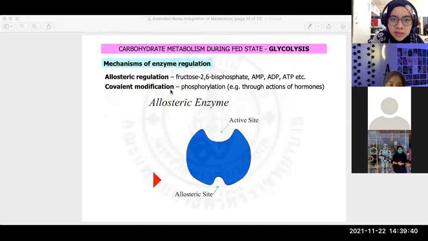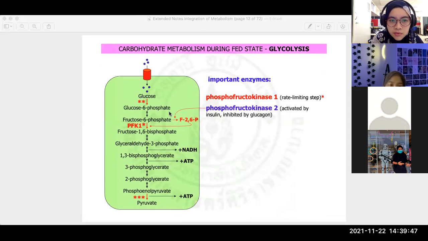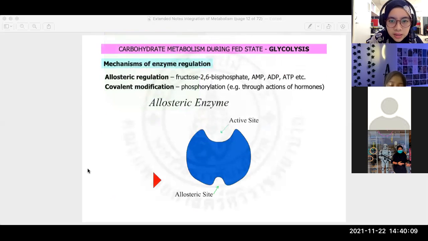We also have covalent modification, for example phosphorylation of enzymes. If there's phosphorylation of phosphofructokinase over here, it will alter the structure of this enzyme, which could then inhibit, for example, the conversion of fructose 6-phosphate to fructose 1,6-bisphosphate.